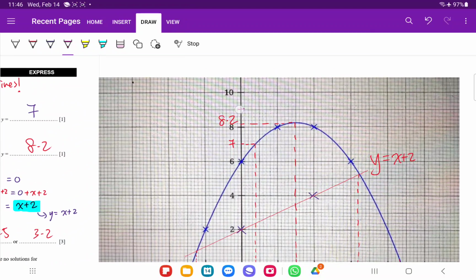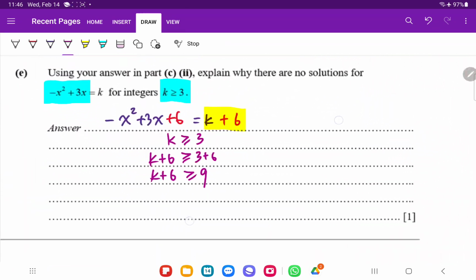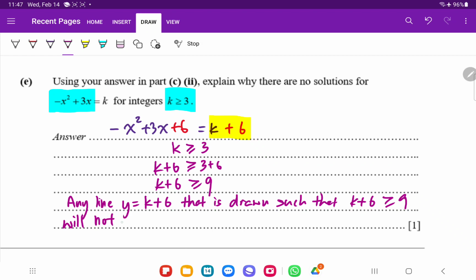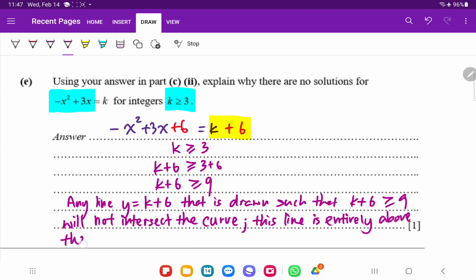Now let's see what happens when it's 9. Oh, 9 is over here. If I draw a horizontal line, can you see that it will never intersect the curve? Any line y equals k plus 6 that is drawn such that k plus 6 is greater than or equal to 9 will not intersect the curve. In fact, this line is entirely above the maximum point of the curve. As such, no intersection means no solution. And with that, we are done with this question.